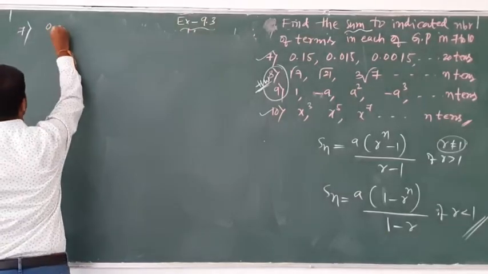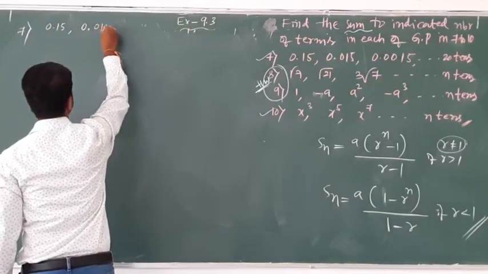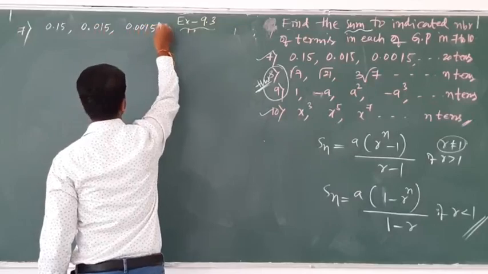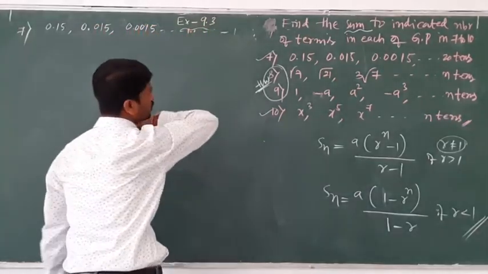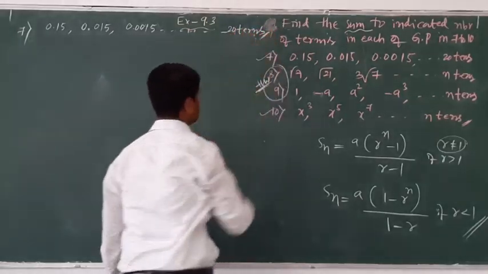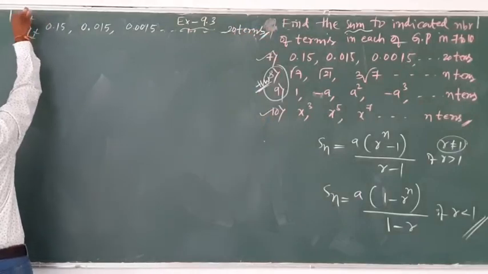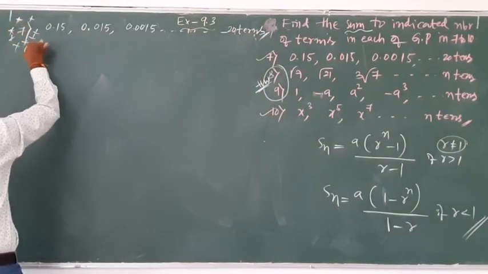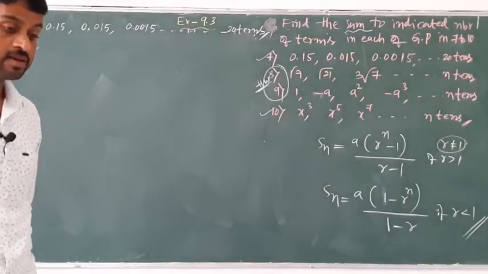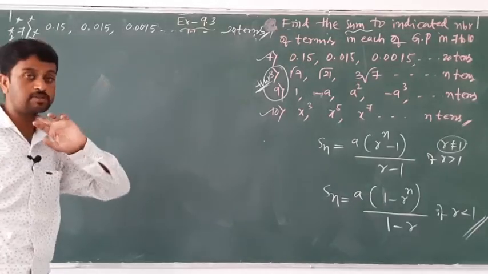Write 0.15, next 0.015, the next 0.0015, up to so on 20 terms. Twenty terms. This nice question is one of the very important questions, especially for CET. Sum of n terms of a GP is given, up to 20 terms. What is given?